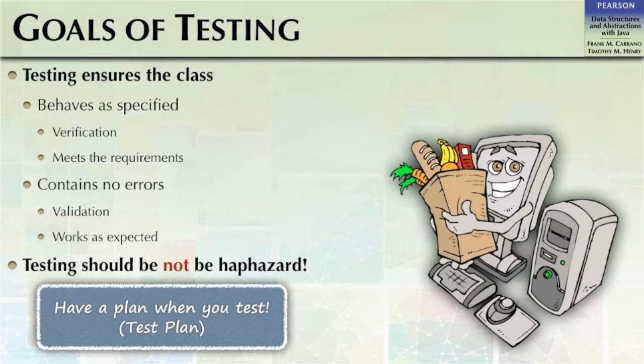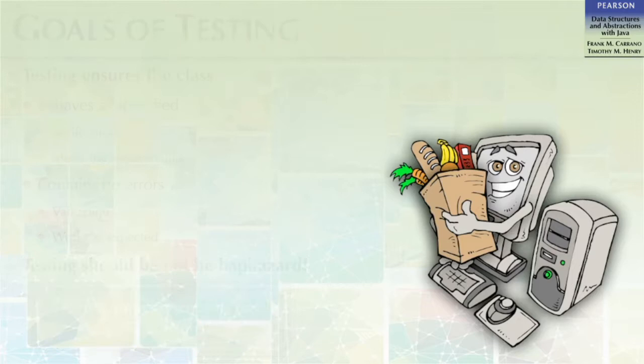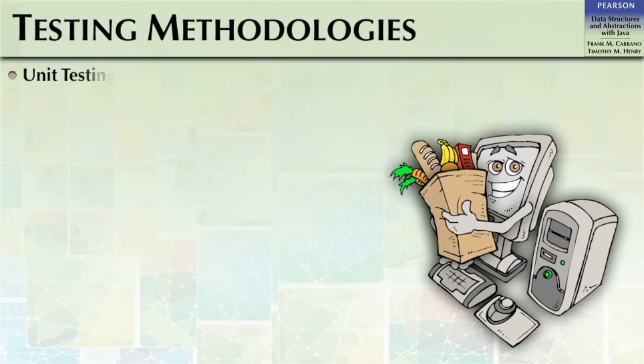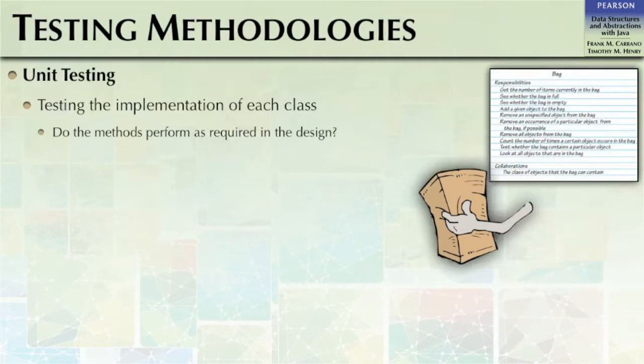There are two methodologies we can use to develop a good test plan. The first is unit testing. In unit testing, we focus our testing on the implementation of specific classes. We want to ensure the class performs as required. By focusing on one class and its specifications, we know that any errors that arise are in this class. Once the class is thoroughly tested, it can be used with confidence in programs and other classes.